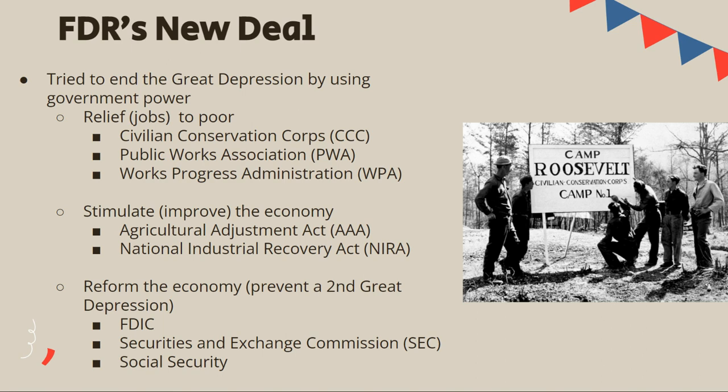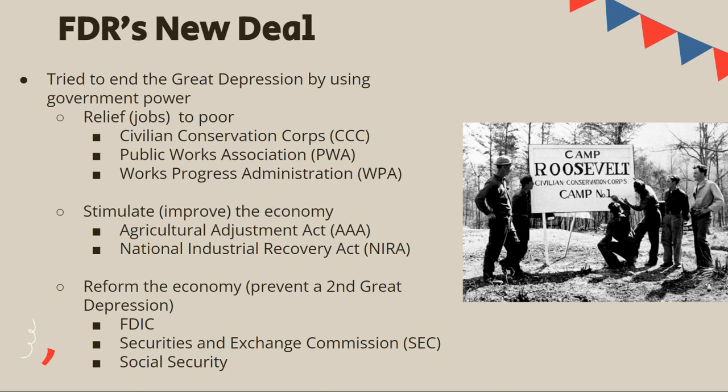As far as relief for the poor, this is really going to be agencies that give the poor jobs. There are agencies like the CCC, the PWA, and the WPA. The CCC, the Civilian Conservation Corps, gave environmental work to people, like building camps and playgrounds. This work was often in segregated groups, so there were all black groups and all white groups. Some people view that as a negative.